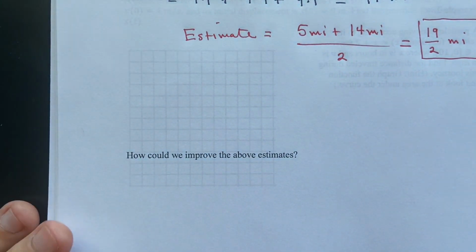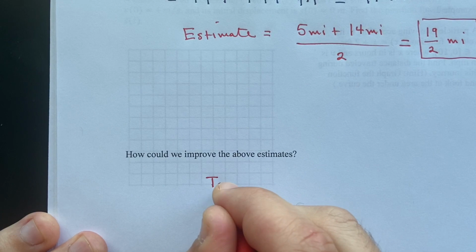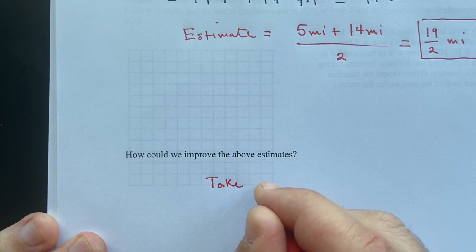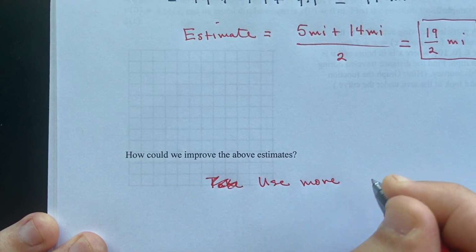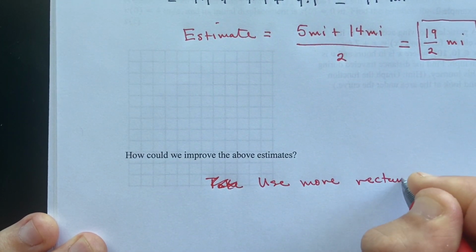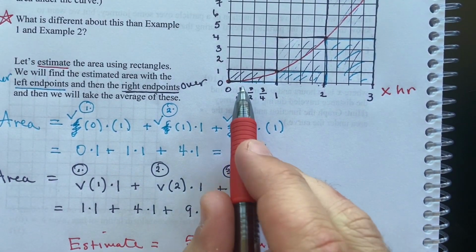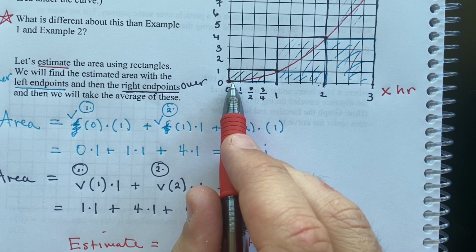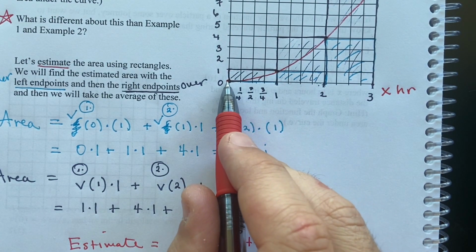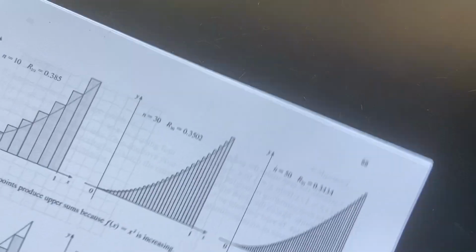So how can we improve? Or maybe I'll say use more rectangles. So if we were to use more rectangles, the widths of those, or the lengths, maybe I was calling them, of those rectangles would need to get smaller, right? But that would improve our estimate. Let me show you a picture on the next page to try to explain that.